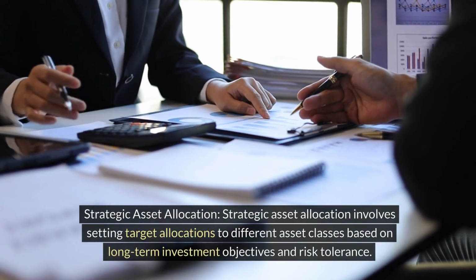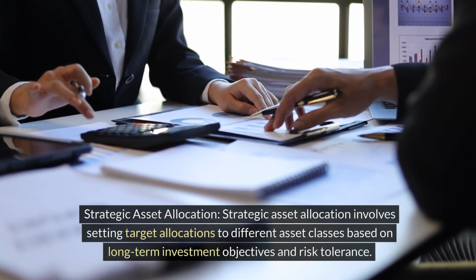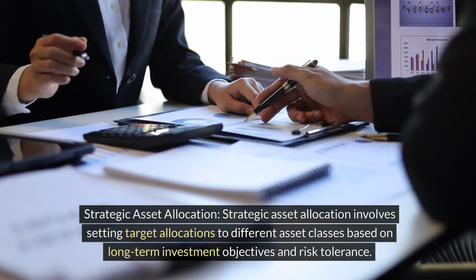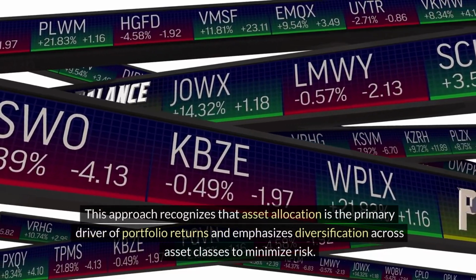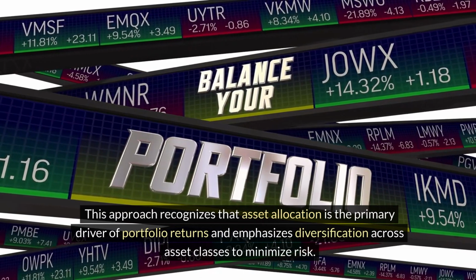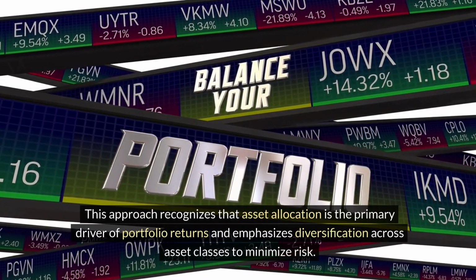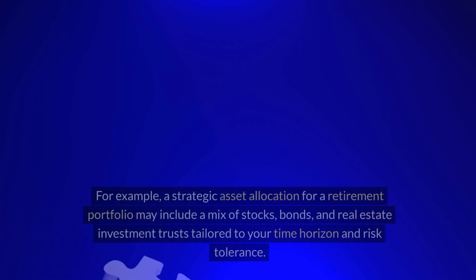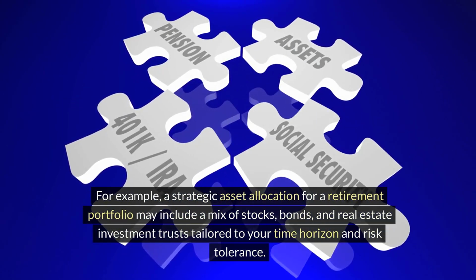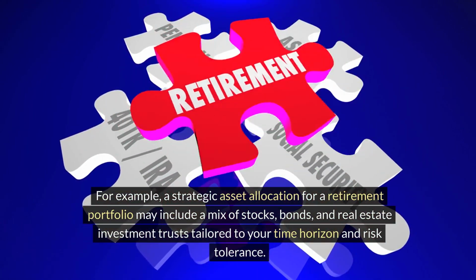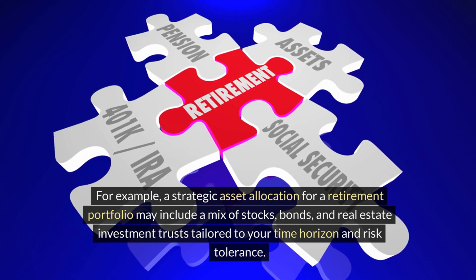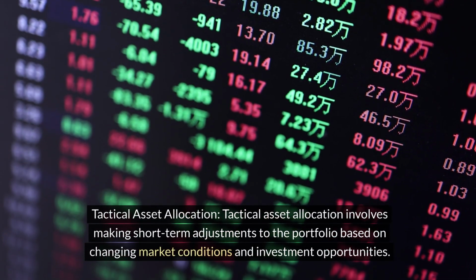Strategic asset allocation. Strategic asset allocation involves setting target allocations to different asset classes based on long-term investment objectives and risk tolerance. This approach recognizes that asset allocation is the primary driver of portfolio returns and emphasizes diversification across asset classes to minimize risk. For example, a strategic asset allocation for a retirement portfolio may include a mix of stocks, bonds, and real estate investment trusts tailored to your time horizon and risk tolerance. Tactical asset allocation.